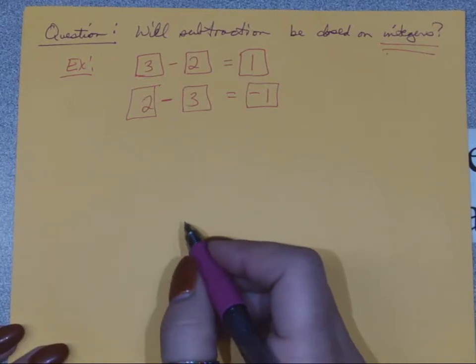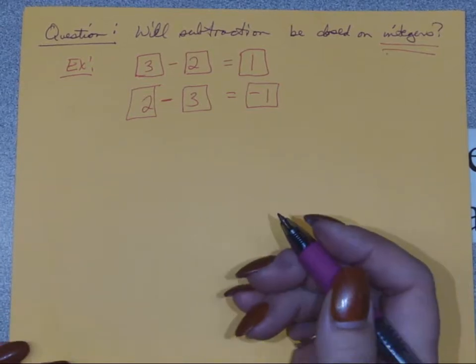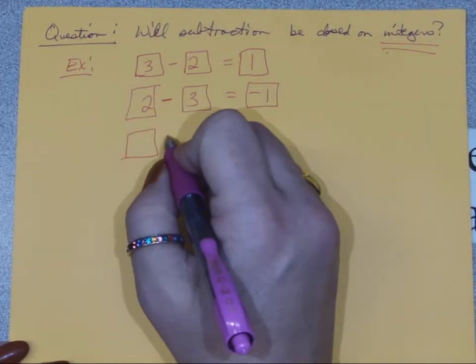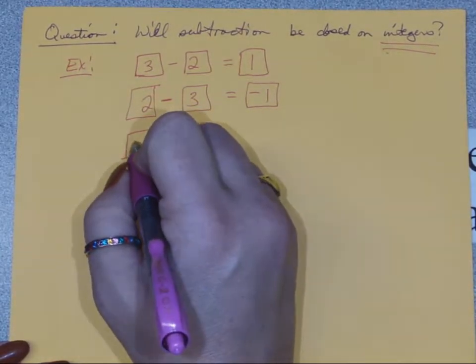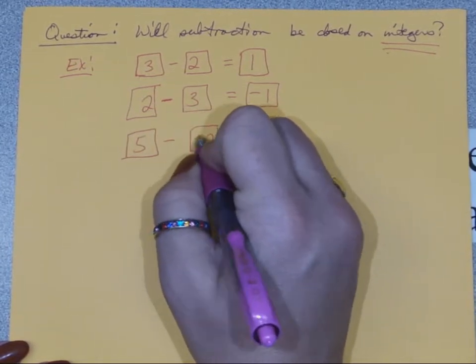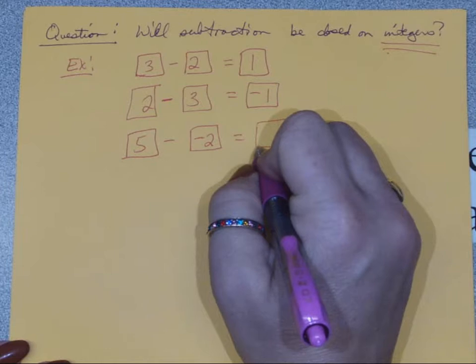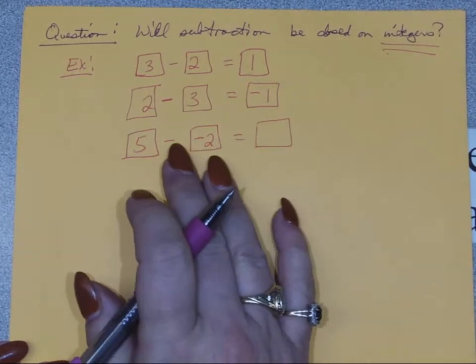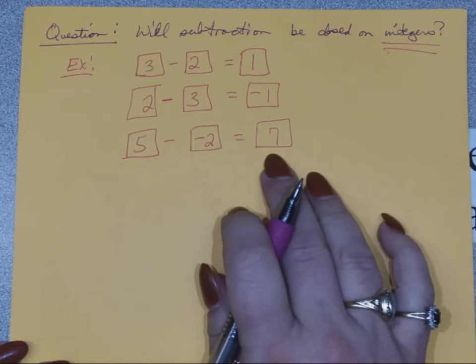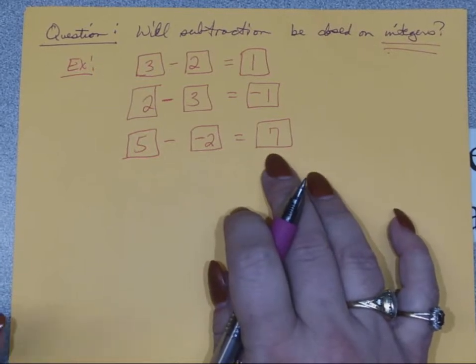So then you might think about other stuff. Well, what if they're negative numbers? What if one of them's negative? What if both of them are negative? How about 5 minus -2, for instance? Well, 5 minus a negative becomes a positive. 5 plus 2 is a 7. Is that an integer? Yeah, that's okay.